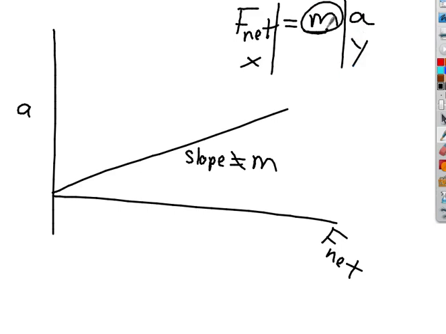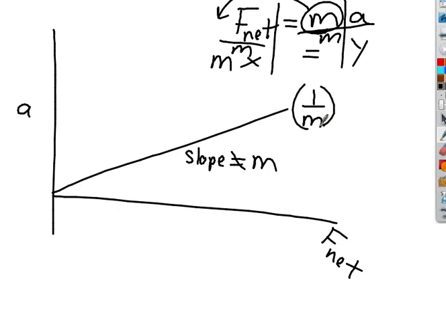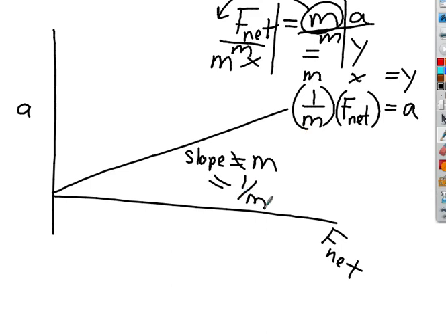So what do I need to do with m? I need to move it to the other side because it's y equals m times x. Well, in order to move it to the other side, what do I have to do? I have to divide both sides by m. All right? And so that leaves me, I'm going to rewrite this as 1 over m times F net equals a. Y equals m times x. So the slope of this line actually equals 1 over m, so then you'd have to make sure to take the inverse to figure out the m, the mass.